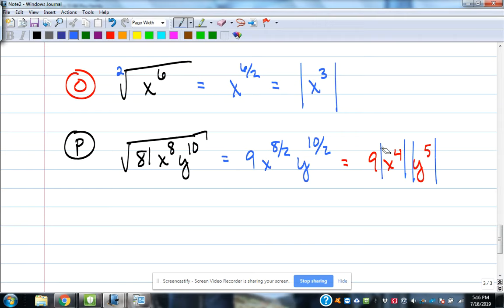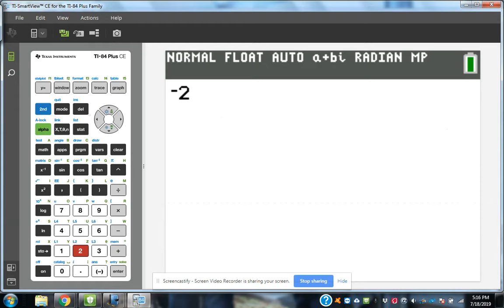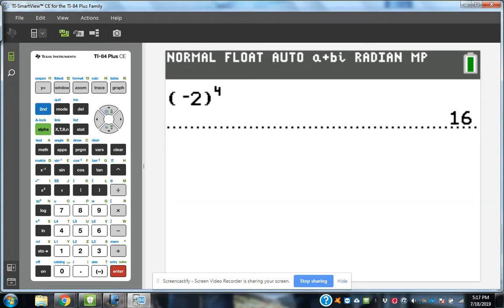But you probably will not see absolute value marks around the x, but only the y, because anything raised to the 4th power, no matter what, if I take a negative number, let's say for example -2 and raise it to the 4th power, it automatically turns positive. So that's why you don't have to have those there.